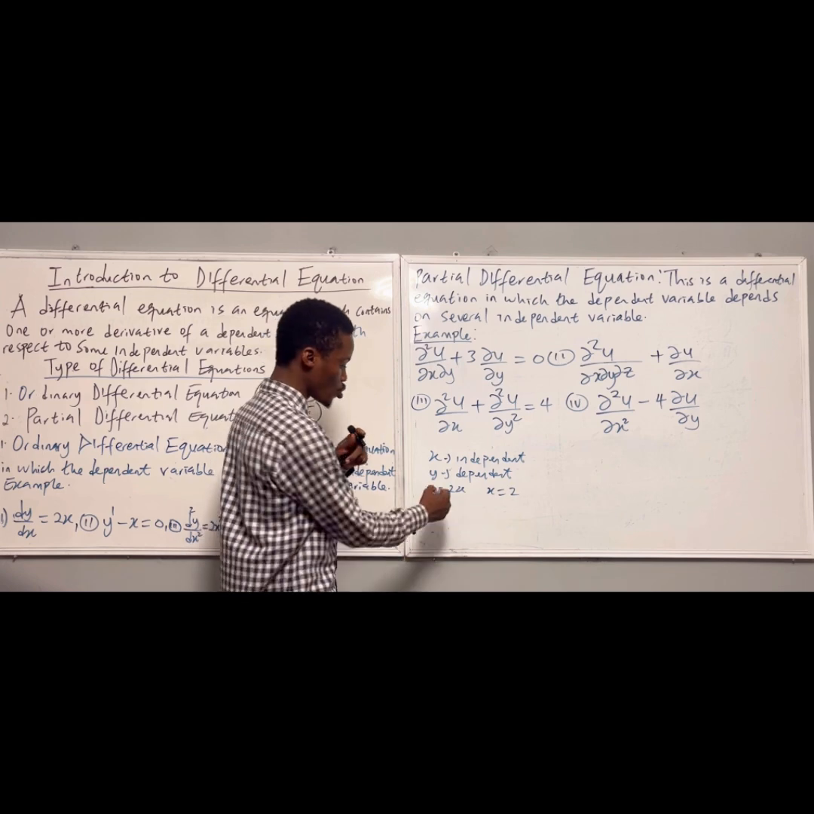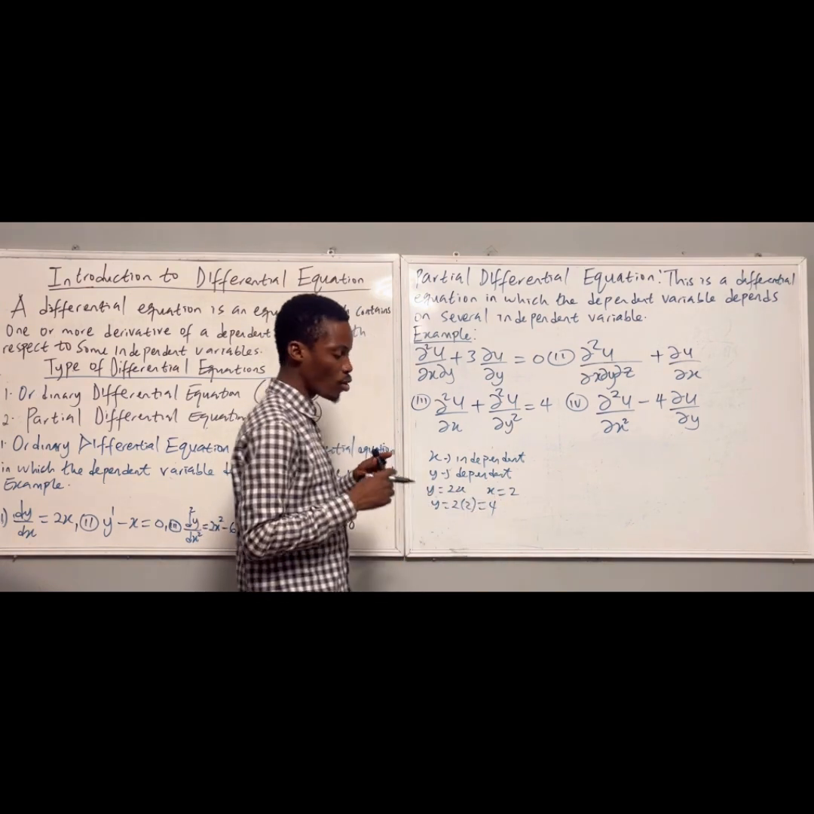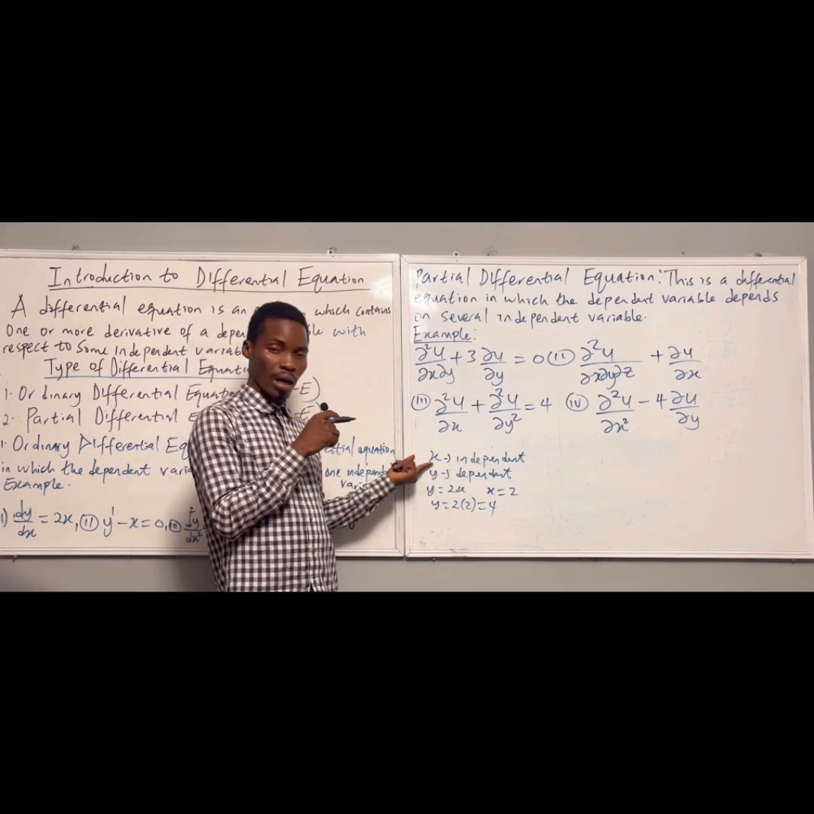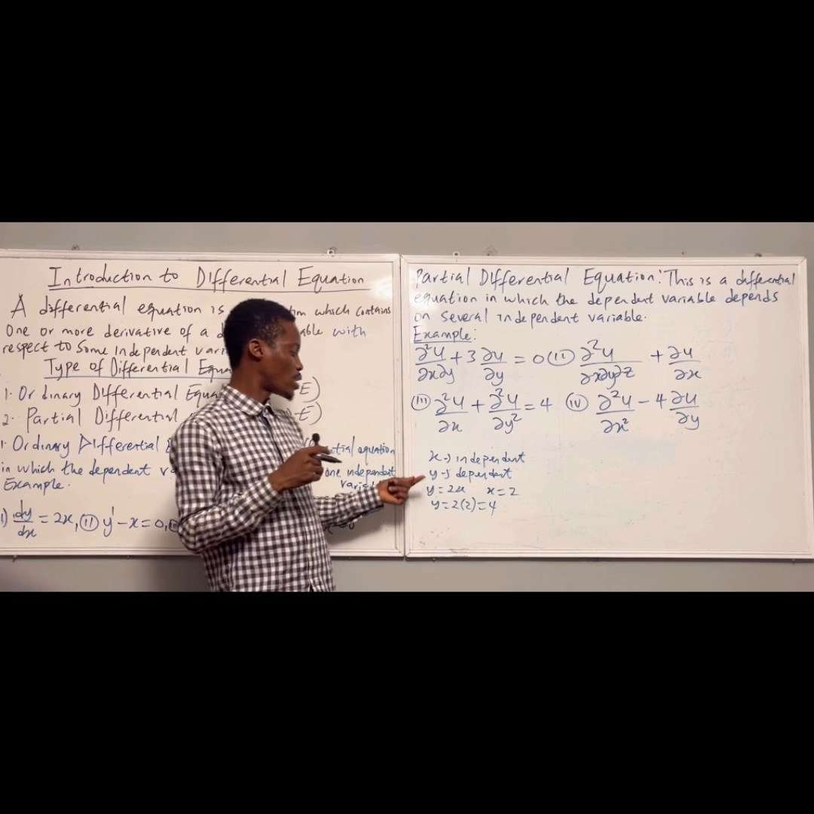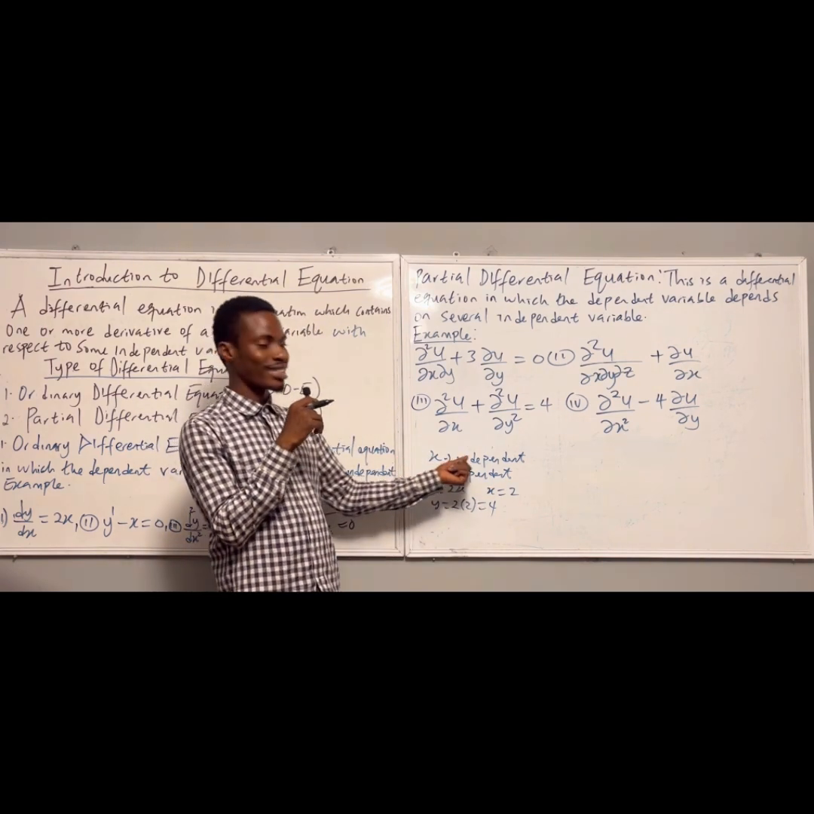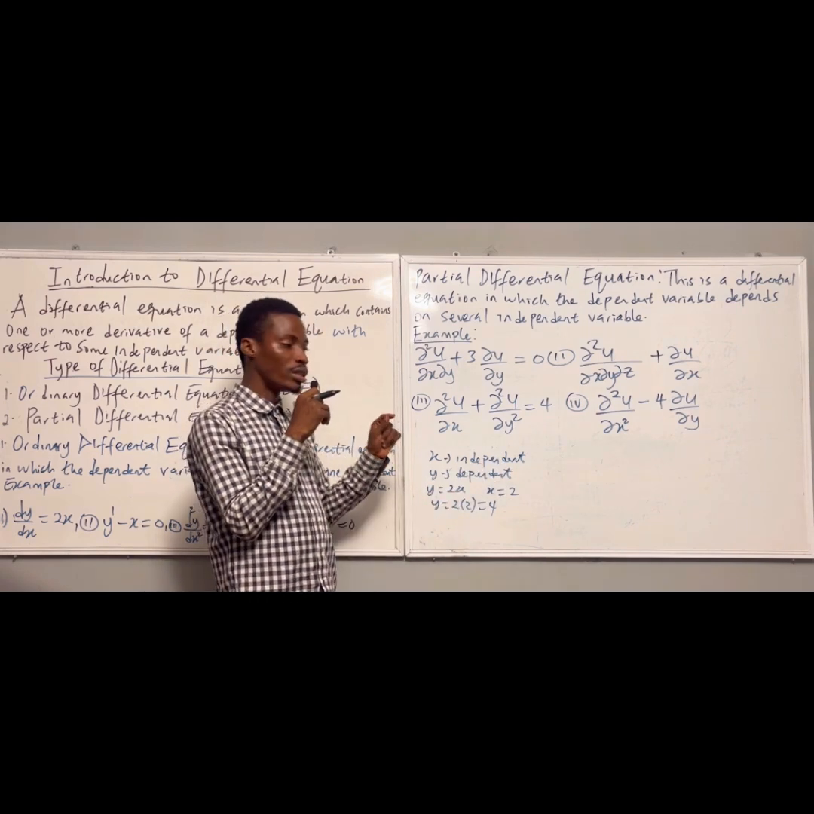I'm going to have y = 2 times 2, which is 4. So y is equal to 4. It means that y depends on the independent variable x. That is why we have y as the dependent variable and x as the independent variable, because x does not depend on anything. Y only depends on x.